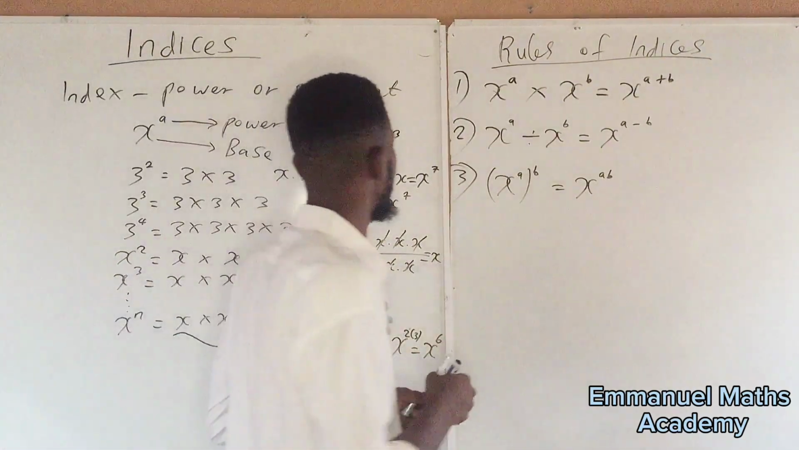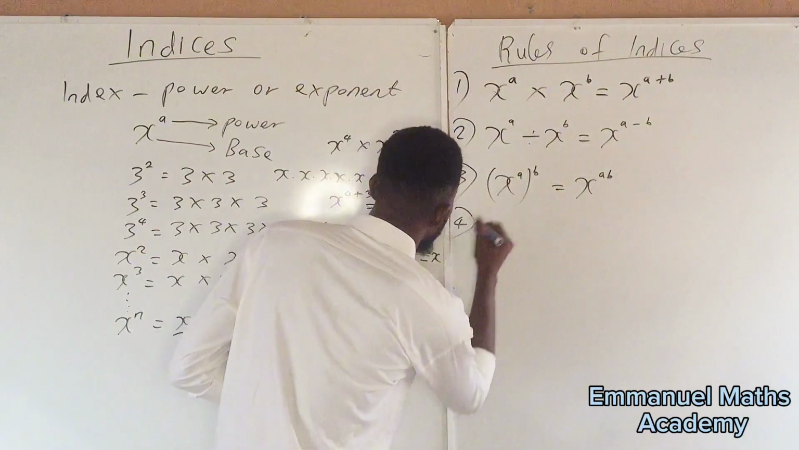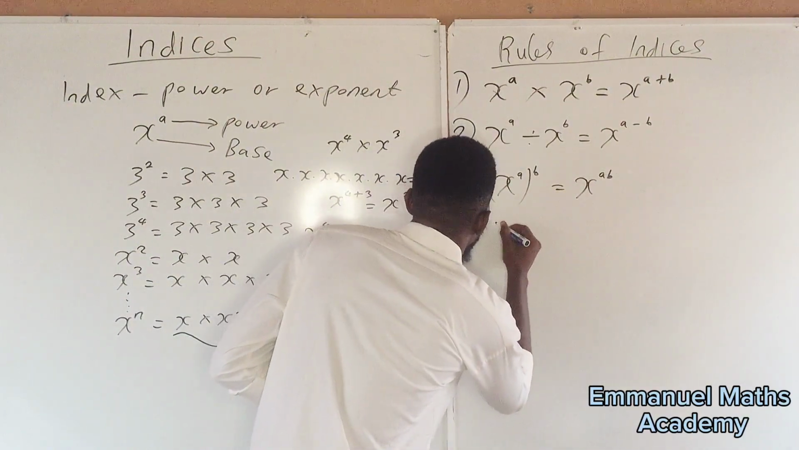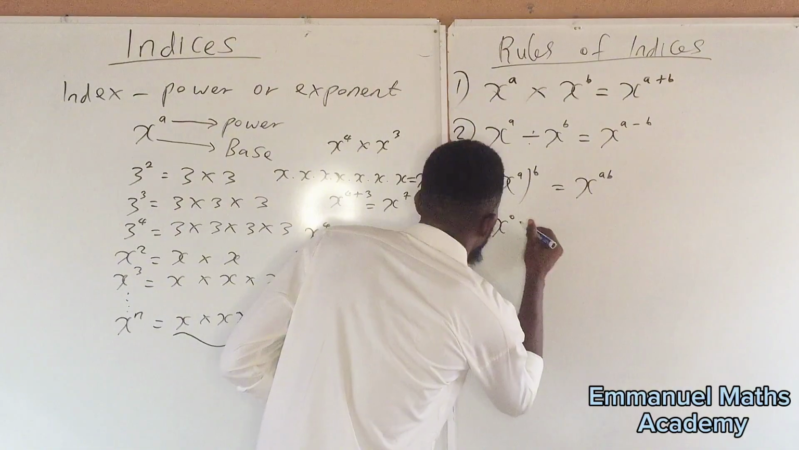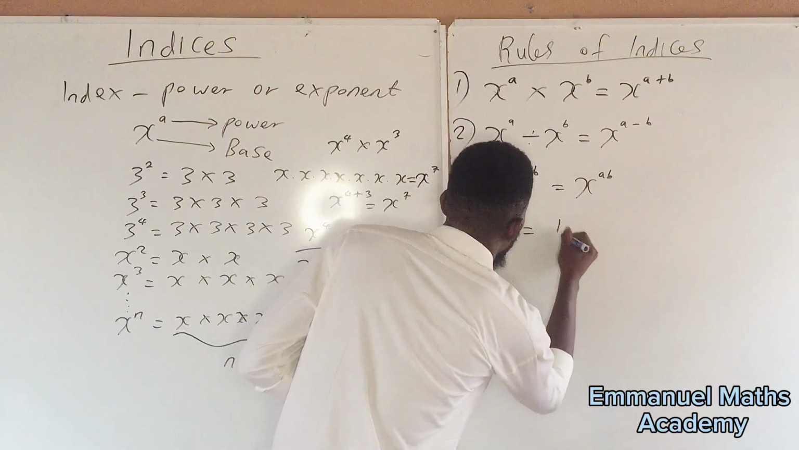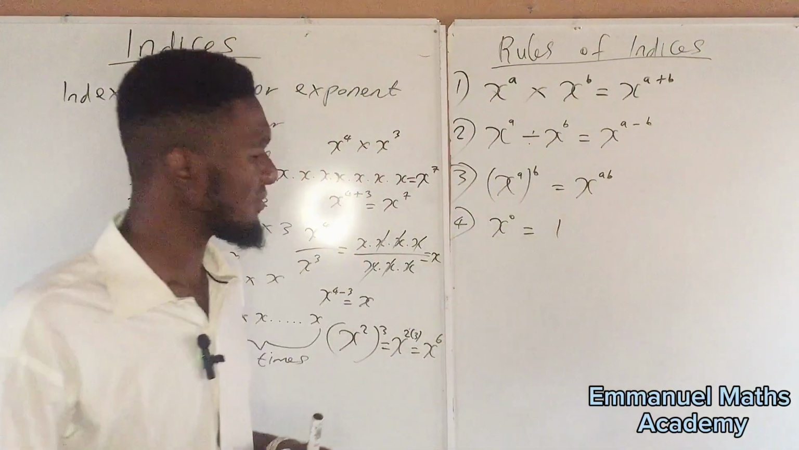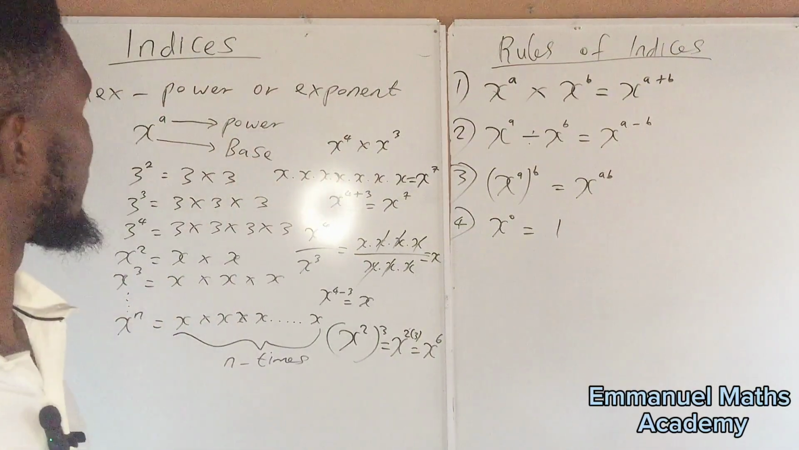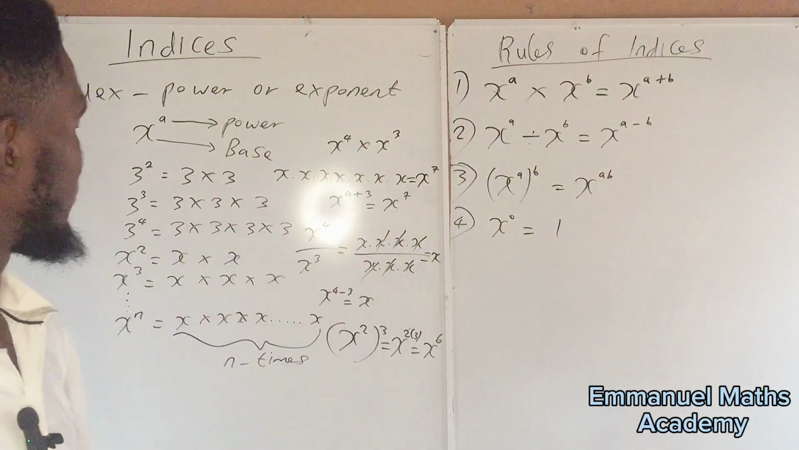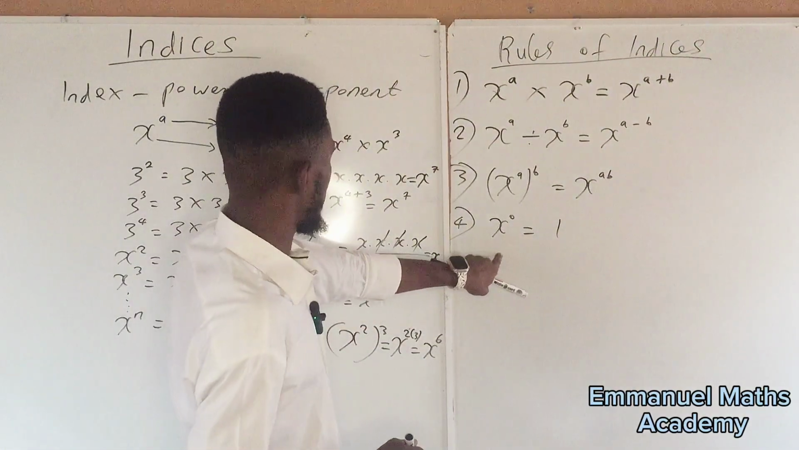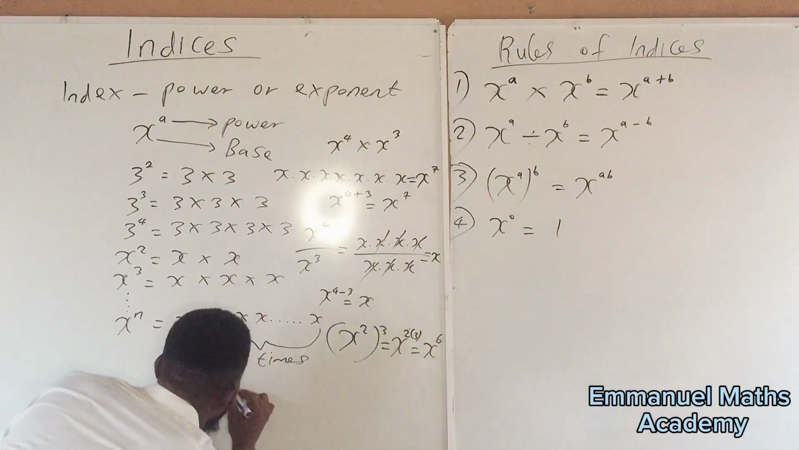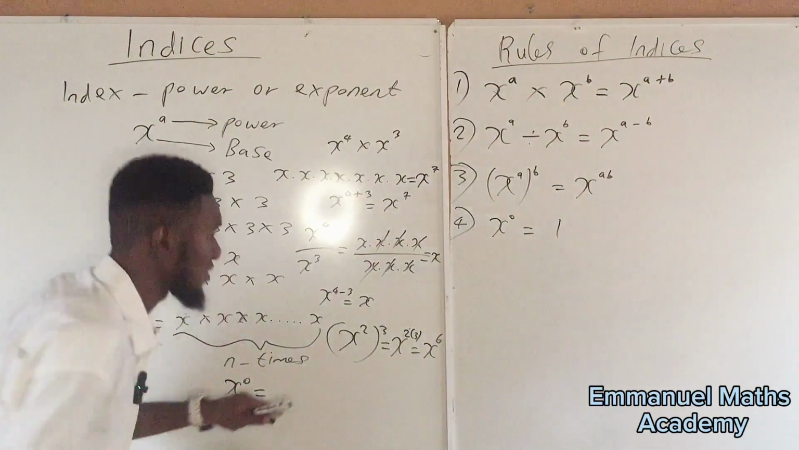Is that clear? Now the fourth rule says x raised to power 0 is equal to 1, right? This can also be shown using x raised to power 0. Now if you have x raised to power 0, it's the same thing as what?